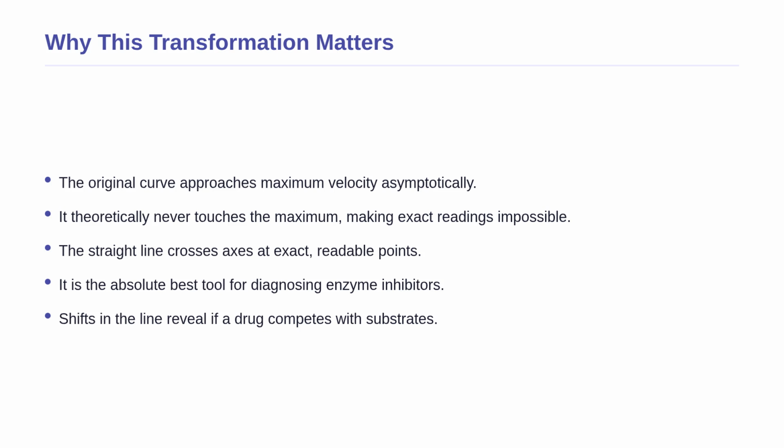By converting the data into a Lineweaver-Burk plot, the straight line crosses the axes at exact readable points that correspond directly to our crucial enzyme values. Furthermore, this straight line plot is the absolute best tool biochemists have for diagnosing how different drugs and poisons inhibit enzymes. By seeing how the line shifts, scientists can instantly tell how a drug is attacking the enzyme.